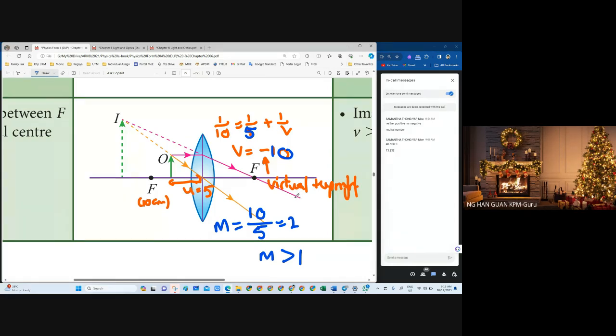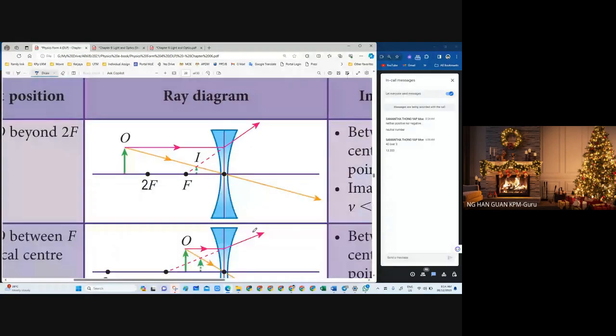You can apply this to the other cases I gave, including the concave lens. Just remember that when you apply it to the concave lens, F is negative. When you substitute, F must be a negative value. So no matter what you calculate, you always get V negative, so the image will always be virtual. And from the calculation, you will see that the image will be smaller than the object.